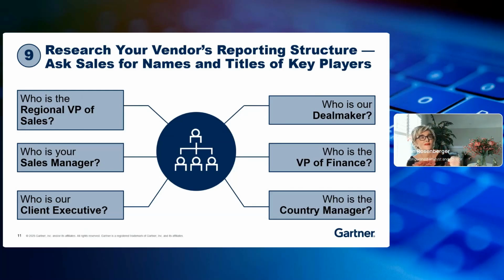But use your C-level execs as power for you if they're comfortable with you doing so. Say, you know what? My CIO always likes to know the reporting structure because sometimes my CIO wants to talk to the VP of sales. And sometimes my CFO wants to talk with the VP of finance. So would you please let me know the names of these people?